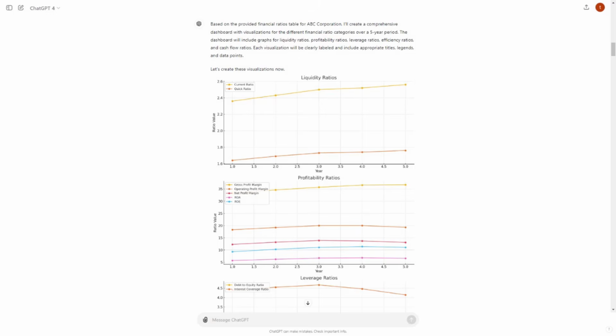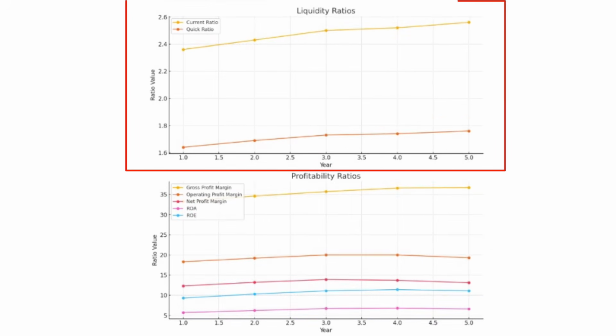Starting with data extraction, ChatGPT identified and parsed the necessary financial ratios from the provided financial ratios table. Following data extraction, ChatGPT utilized Python's matplotlib library to create detailed visualizations for each category of financial ratios. The charts for the current ratio and quick ratio displayed a gradual increase over the 5 years, visually indicating an improvement in the company's ability to cover short-term obligations.